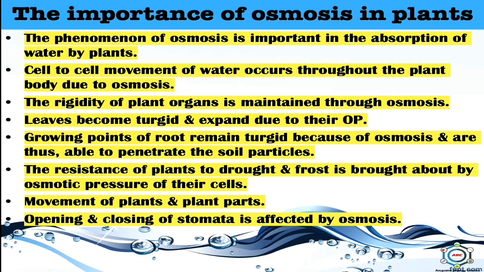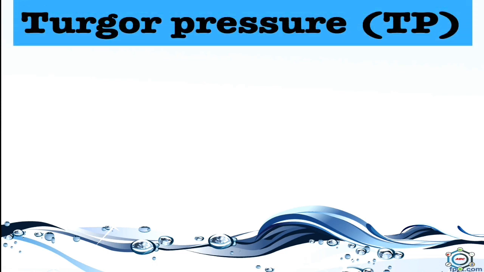Opening and closing of stomata is affected by osmosis. So, these are all the importance of osmosis in case of plants. Now, after this, what is turgor pressure? In short, you can say TP.